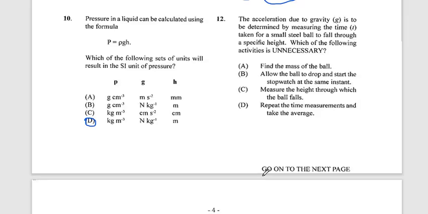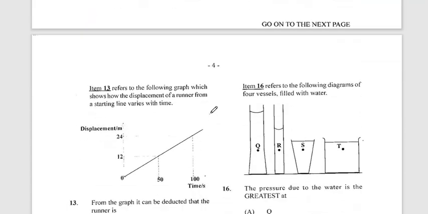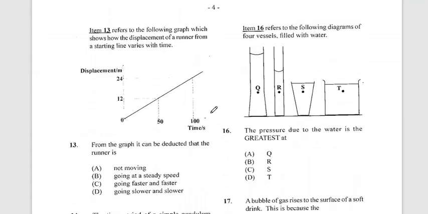Number 12. Acceleration due to gravity is to be determined by measuring the time taken for a small steel ball to fall through a specific height. Which of the following activities is unnecessary? A. To find the mass of the ball. Acceleration due to gravity is independent of the mass of an object.